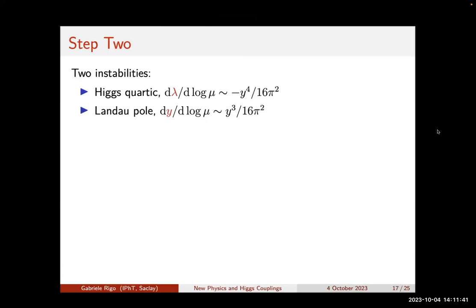Are you arguing that if I have, say, Binos and Higgsinos, so I need Binos and Winos, I don't need Binos and Higgsinos to see H gamma gamma, to generate H gamma gamma?